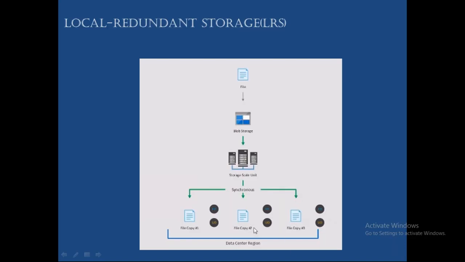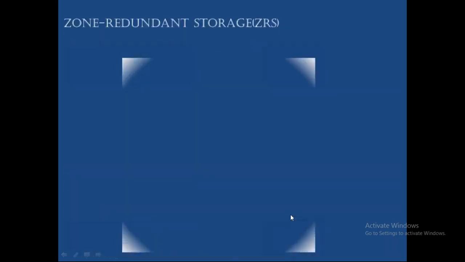Okay, friends. This is the local redundancy. Local redundancy means in a single availability zone, you will have 3 copies. Even if you lose 1 copy, you will have the other 2 copies. Let's go with zone redundant storage.